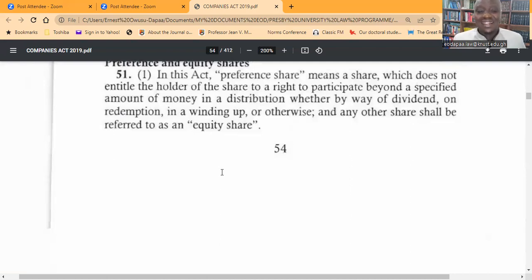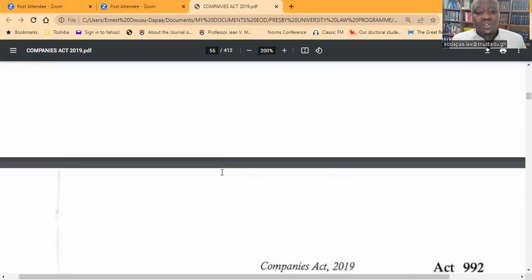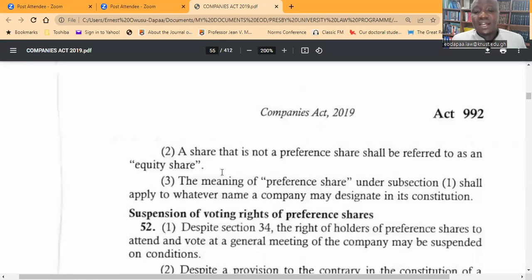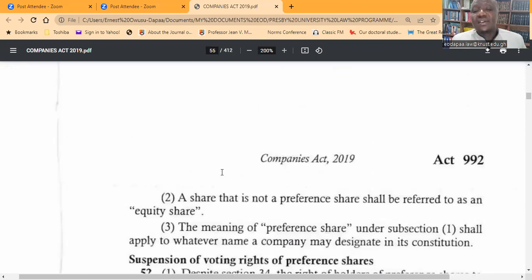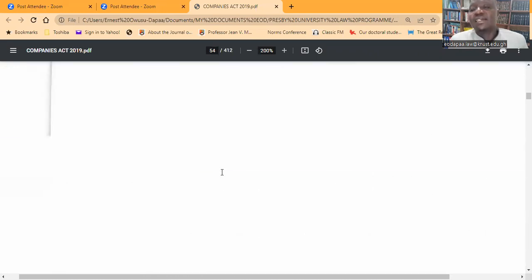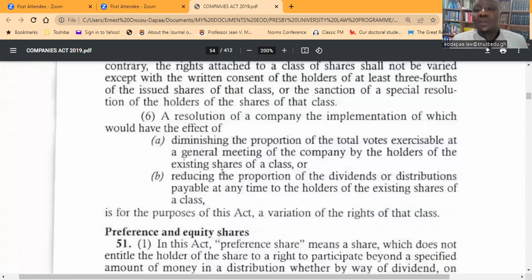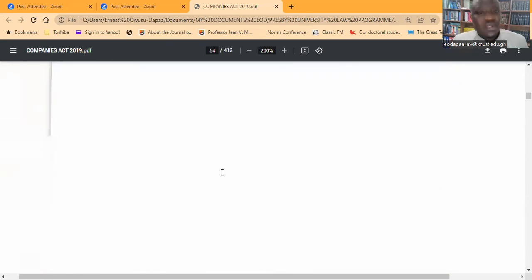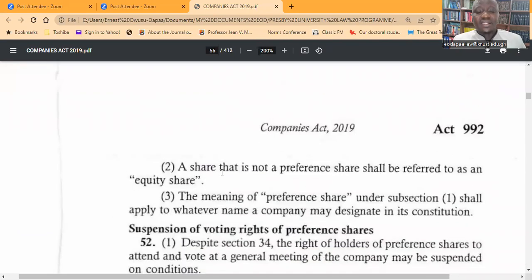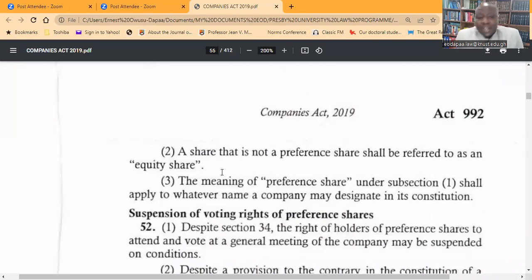As I said, the language we are used to is ordinary share, not equity share. But the legislation uses equity share. But as I said, in practice, it is coterminous, or it means essentially the same thing as ordinary shares. Good. So 51 subsection 2 is to the effect, and I quote, a share that is not preference share shall be referred to as an equity share.